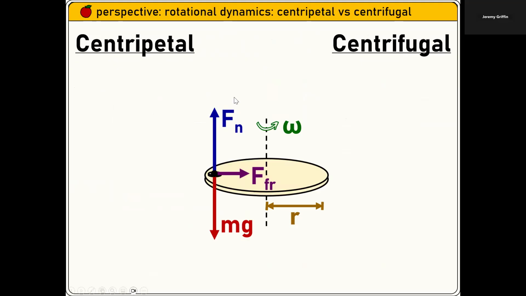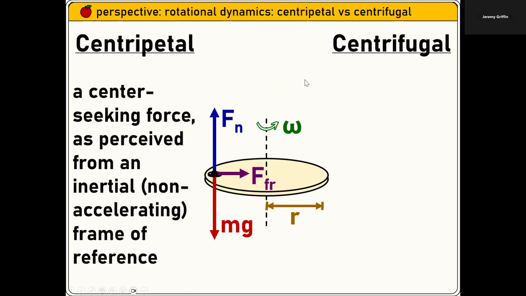These two terms right here. Which term do I use and which term do I never mention? Centripetal is a center-seeking force as perceived from an inertial frame of reference, non-accelerating, like an outsider's point of view. AP always has you solve puzzles from an inertial frame of reference.